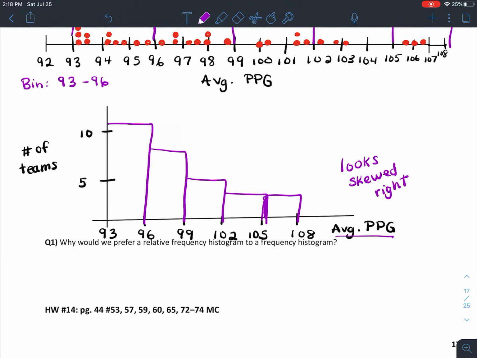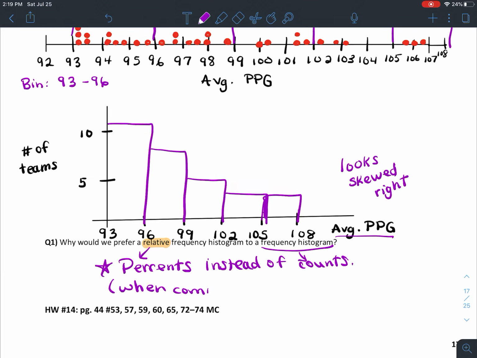So the last thing on this is, why would we prefer a relative frequency histogram to just a frequency histogram? Well, relative frequency means percents. So you would use percents instead of counts, and you would want to do this when comparing two groups that are unequal.